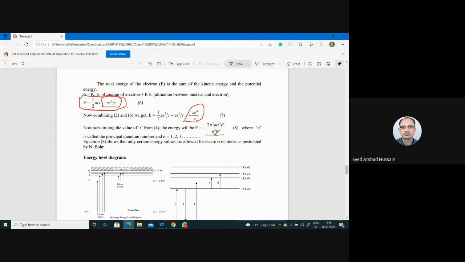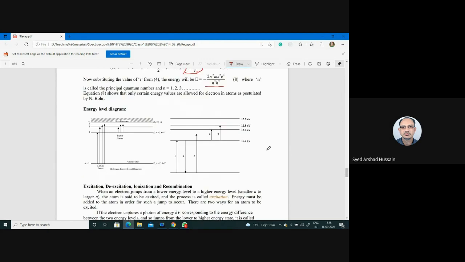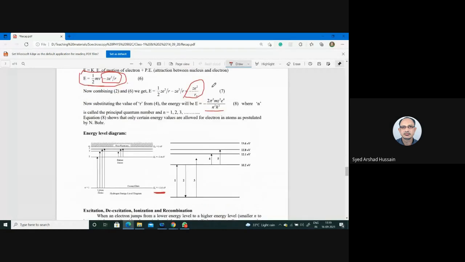So if you put n is equal to 1, that means in the case of hydrogen atom, the energy for an electron lying in the first orbit is minus 13.6 electron volt. How do you do it? You put the value of pi, m, Z is equal to 1, and n is equal to 1 because we want it for the first orbit, and h also. So in electron volt, this is minus 13.6.